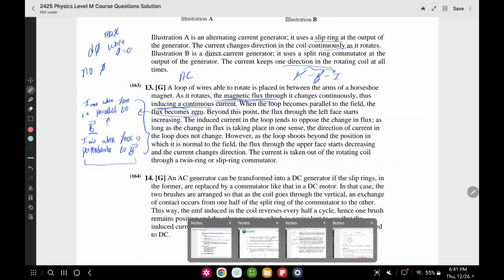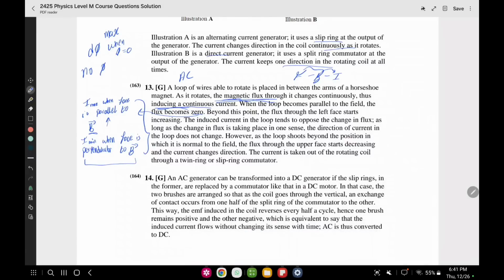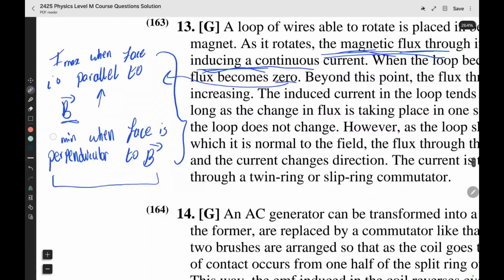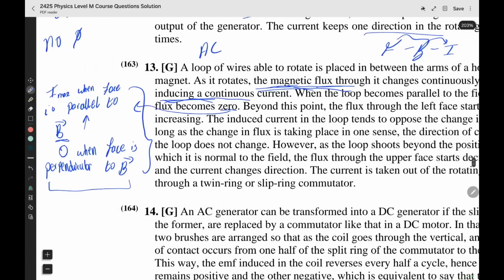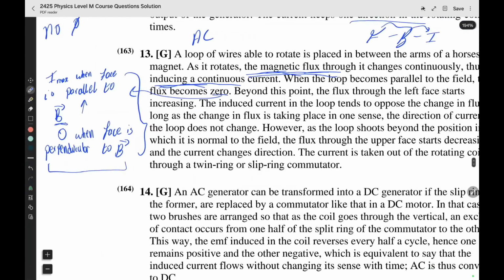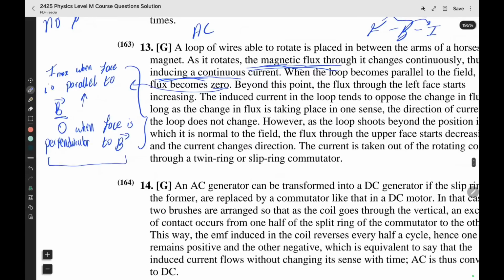Oh, by the way, actually no, I meant zero here. It's 0 when the face is perpendicular to B. Why 0? Because when you're perpendicular, you're starting to change direction. Remember, we have the sine graph like this. When you change direction, over here, you change direction at 0, right? And this is actually when you're perpendicular. So it's minimum when the face is perpendicular to B, in other words, 0.